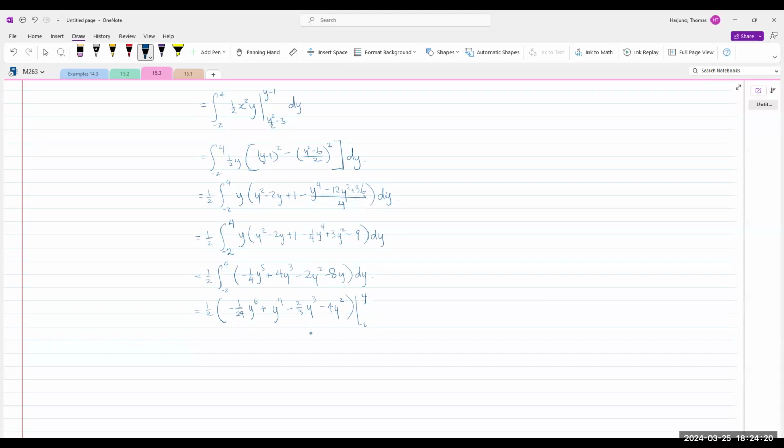Okay, and then this becomes 1/2 of, let's see, -1/24 times 4 to the 6 plus 4 to the 4th minus 2/3 times 4 cubed minus 4 times 4 squared, minus -1/24 times -2 to the 6 plus -2 to the 4th minus 2/3 times -2 cubed minus 4 times -2 squared. Painful, huh?